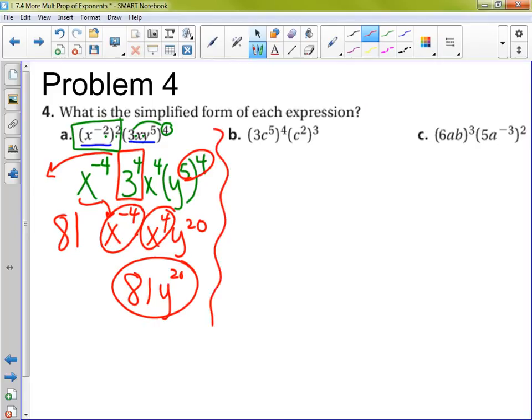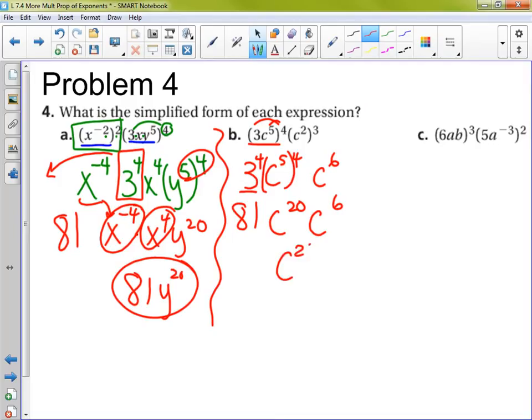I'll keep going. Part B, 3c to the 5th raised to the 4th, c squared raised to the 3rd. Again, I'm going to go a couple extra steps that you should write out also. 3 to the 4th, c to the 5th raised to the 4th, that's this first part. And then c to the 2nd to the 3rd is just c to the 6th. c to the 5th raised to the 4th is c to the 20th times c to the 6th. 3 to the 4th, as we already saw in this last example, is 81. Just one step left. C to the 20th times c to the 6th is c to the 26th. So your answer is 81 c to the 26th.